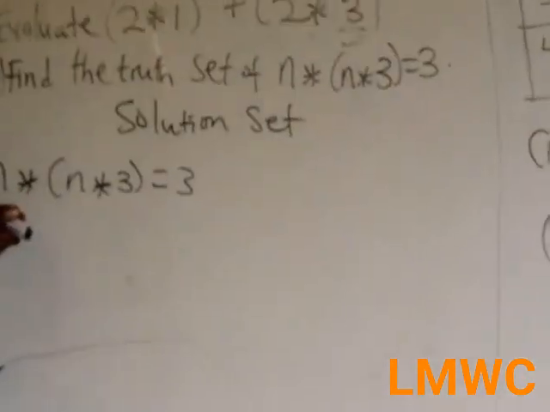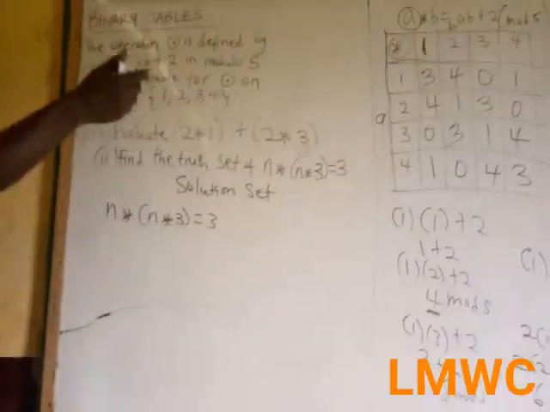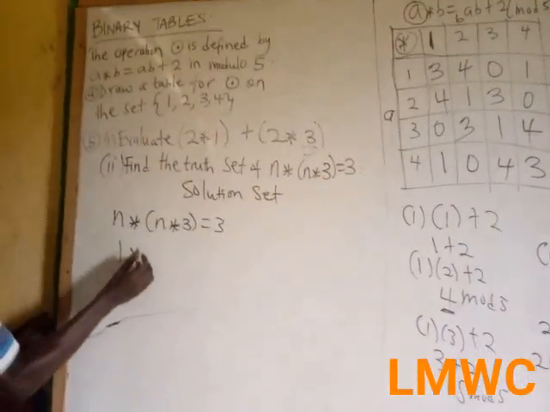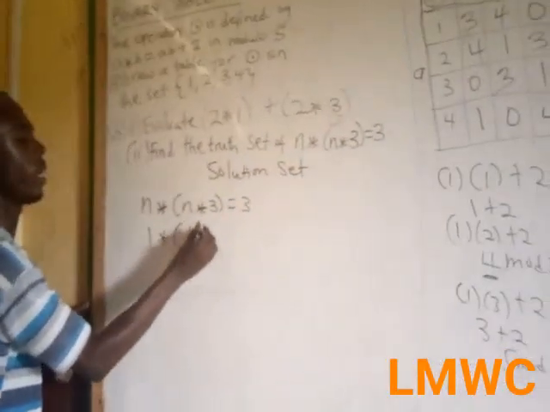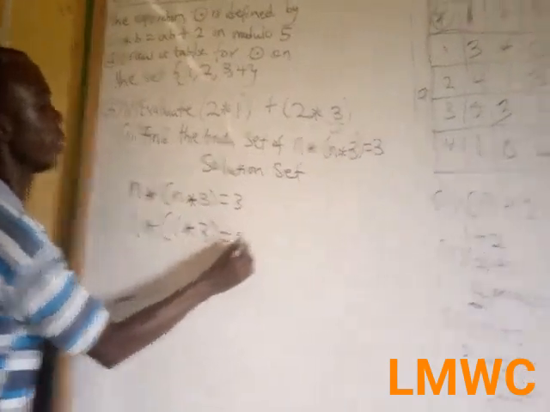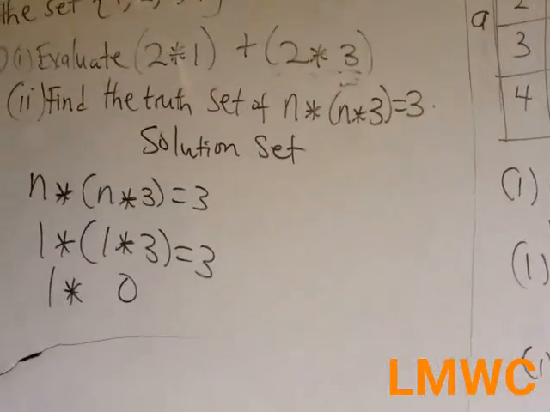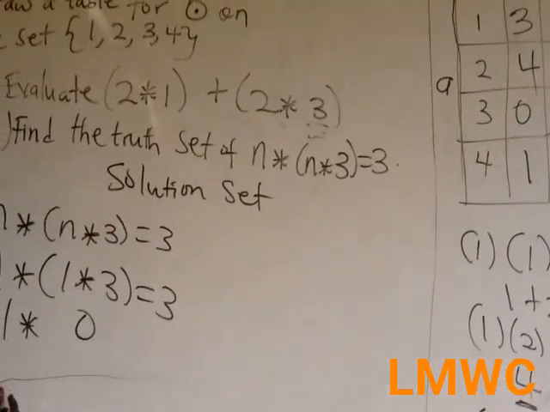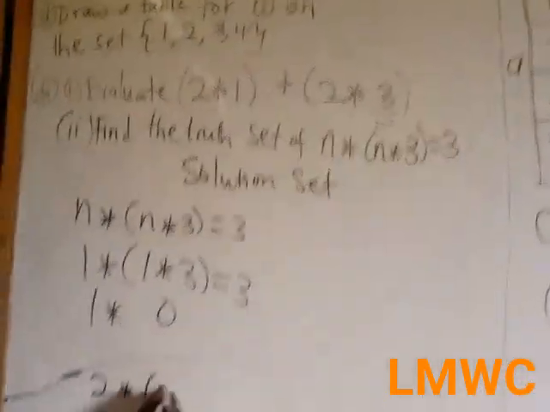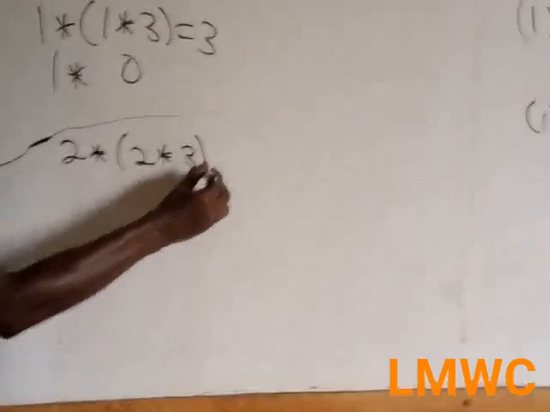We take 1. You see they are giving us 1, 2, 3, 4. So let's substitute 1. I'm starting from 1. So it becomes 1 star 3 equal to 3. What is 1 star 3? 1 star 3 is 0. So we have 1 star 0. And 1 star 0, we don't have 0 in our table. Let's take 2. 2 star 3 equal to 3.